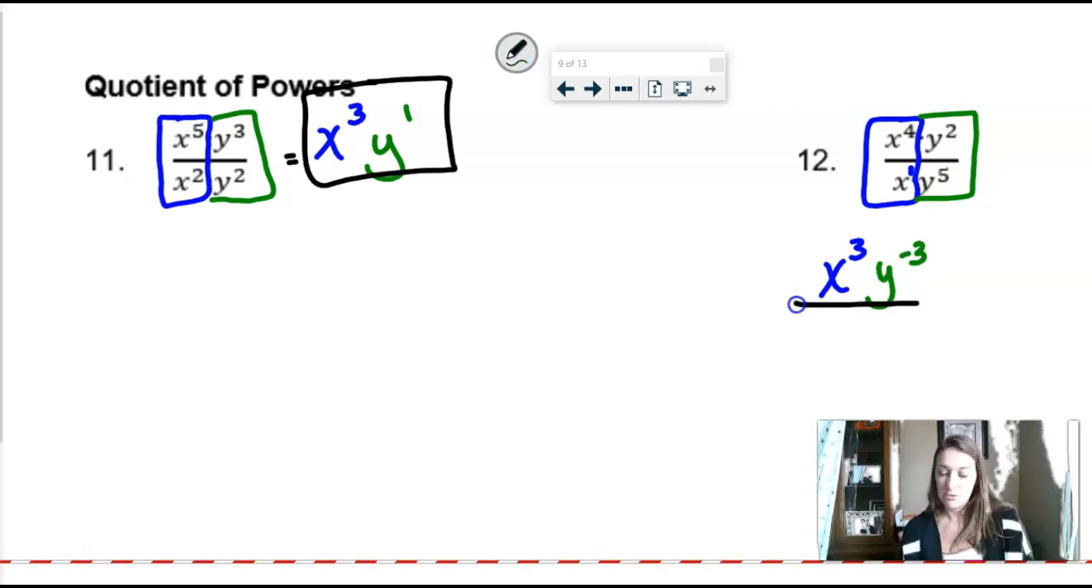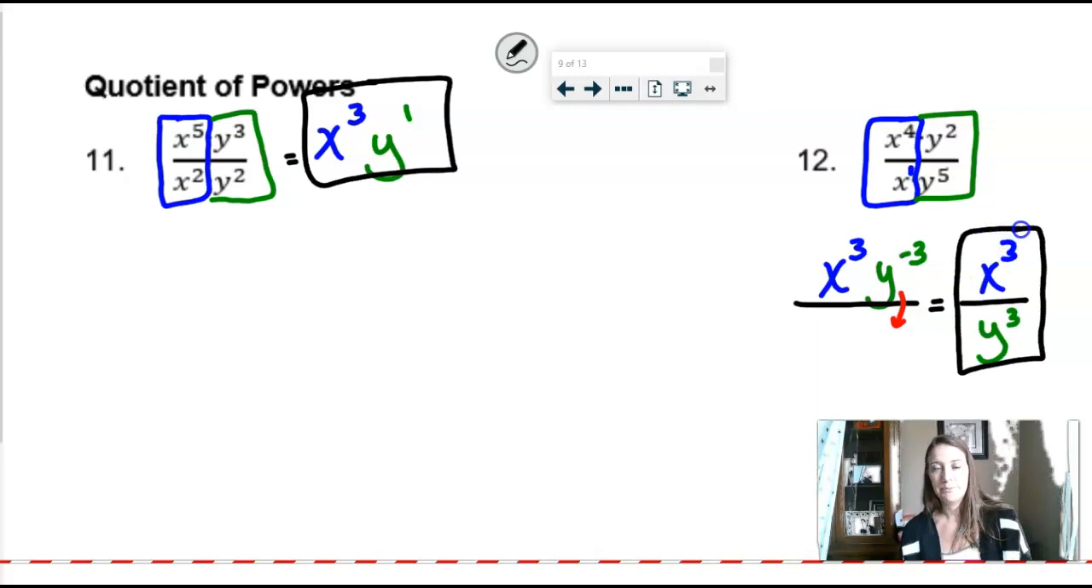So now I have to use that weird rule that says anything with a negative exponent would have to move to the other side of the fraction bar. So this y has a negative exponent. Now notice, I'm not moving the x with it. The x to the 3rd stays in the numerator. And then now it's over y to the positive 3rd power. Which this is my final answer, huh?